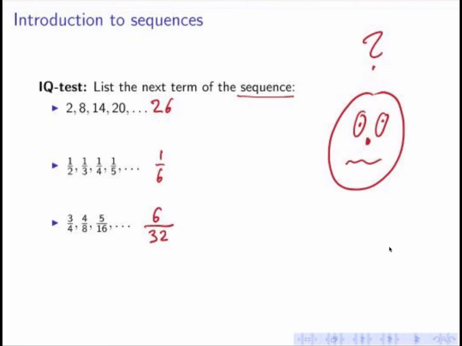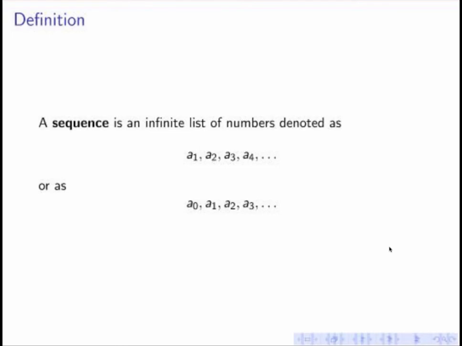So how can we find rules for these sequences? How can we generate sequences? And what properties do they have? So here's a definition. A sequence is just an infinite list of numbers which we denote as A1, A2, A3, A4, or equivalently as A0, A1, A2, A3. You will see in the examples, which I do in a second, that sometimes it's more convenient to start with A1. Sometimes it's more convenient to start with A0. Both is possible, and you just use whatever is easier.